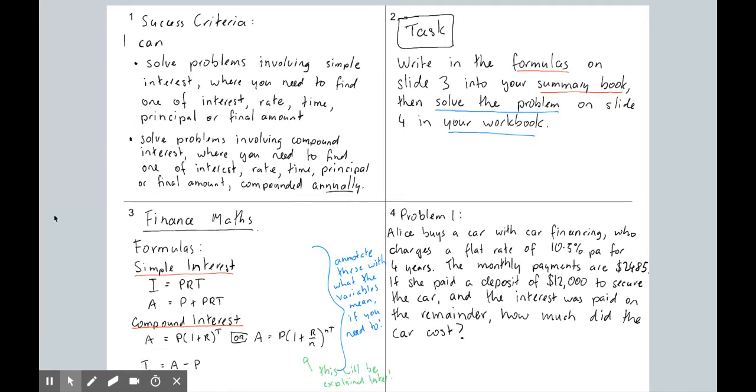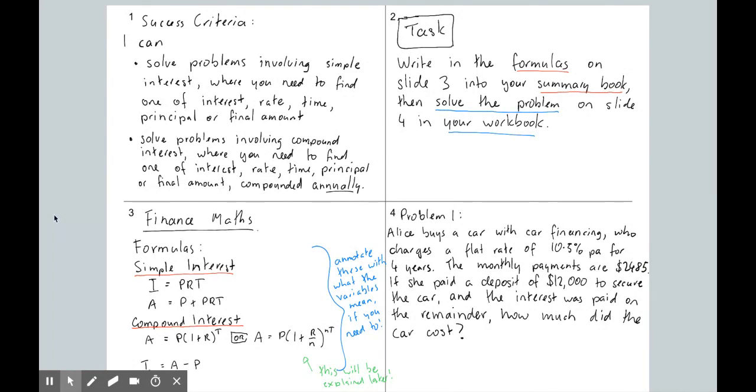All right, so the success criteria, you can see here: I can solve problems involving simple interest where you need to find one of either the interest, the rate, or the time, the principal, or the final amount. And the second dot point is a similar thing, but with compound interest. You'll notice I finished off that dot point by saying compounded annually.